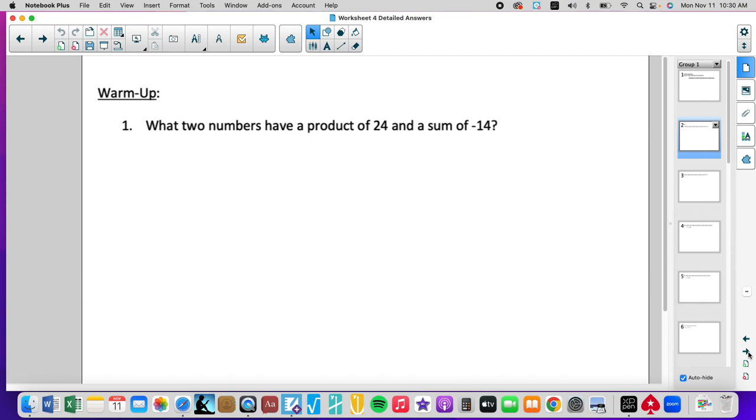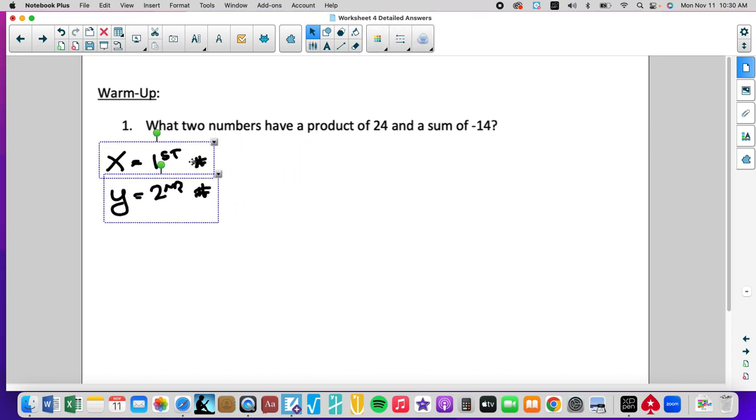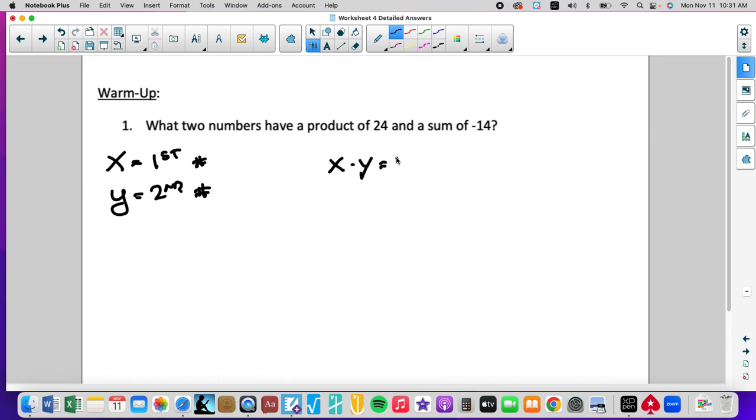So when we have two numbers, we have two unknowns. We have x and y. X is the first number. Y is the second number. So when we have a product, what two numbers have a product of 24? So x times y equals 24. And a sum of -14: x plus y equals -14. So we have two unknowns.